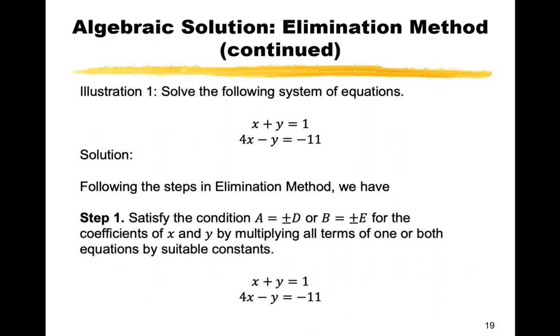So, ganito. Sabi sa step 1, satisfy the condition where a is equal to positive or negative d, or b is equal to positive or negative e, for the coefficients of x and y by multiplying all terms of one or both equations by suitable constants. So, ibig sabihin, maghahanap ka ng constant na suitable para ma-carry out mo yung elimination method. So, in this case, i-inspect nyo rin muna itong dalawang equations natin kung meron bang variable na pwede agad ma-eliminate using addition or subtraction ng dalawang equations.